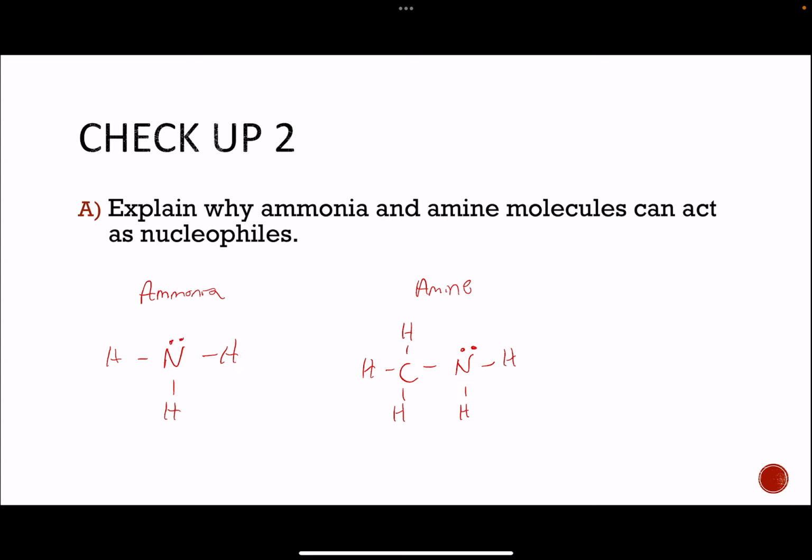The reason is because both ammonia and amines have a lone pair of electrons to donate. And that's why.